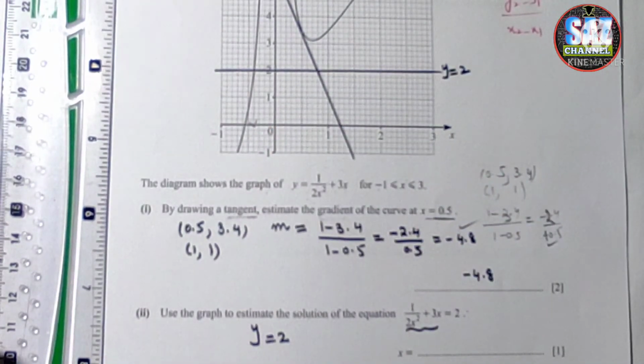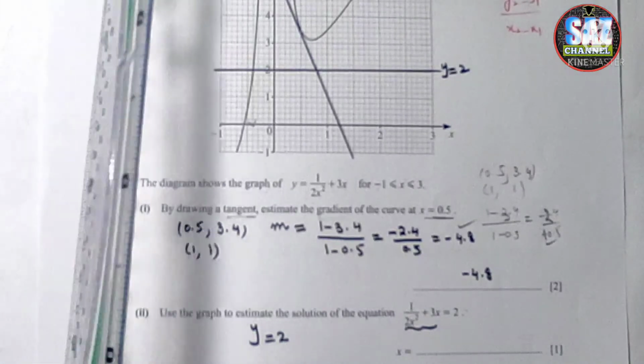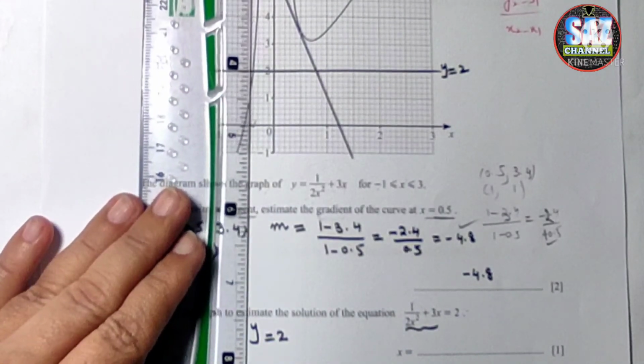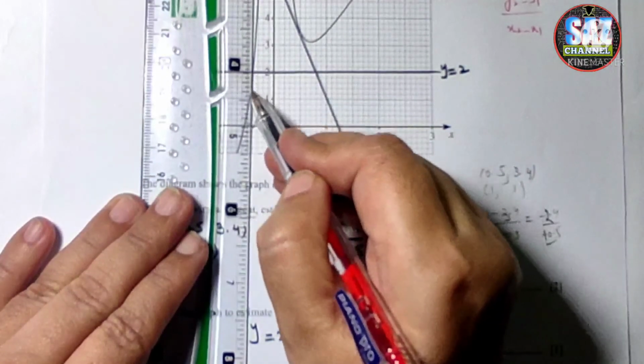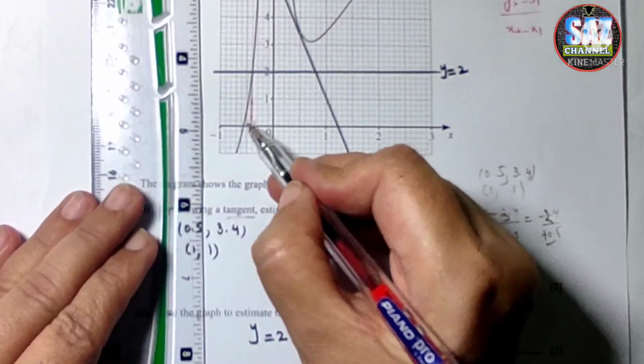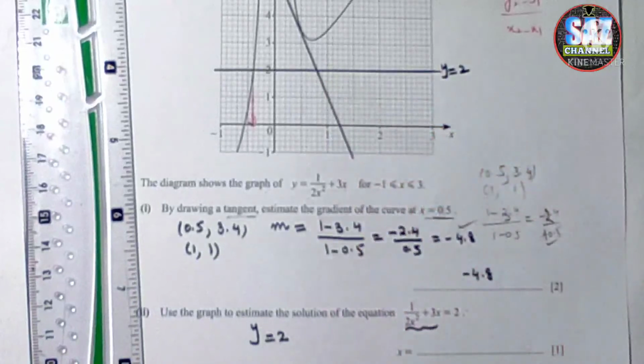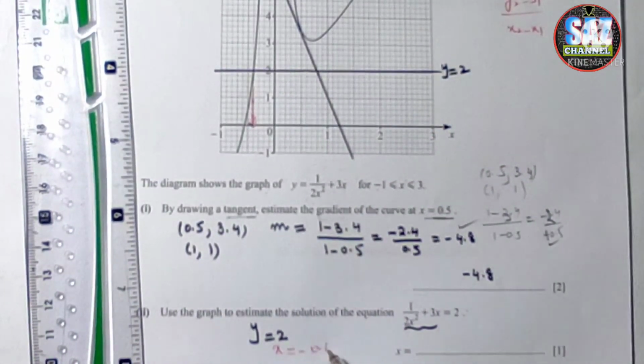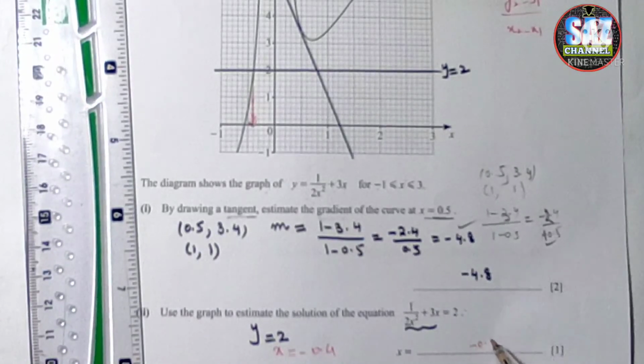And let me drop the perpendicular with some other color so that my students can observe this clearly. Okay, drop the perpendicular and reach over here, and this is 0.4, x equals to minus 0.4 and minus 0.4.